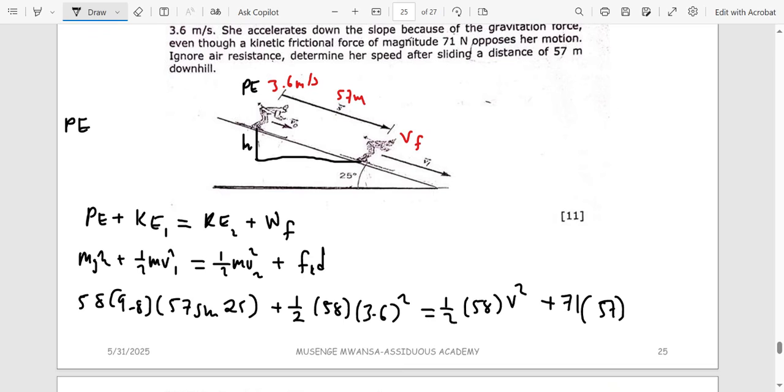So we'll punch 58 by 9.8 by 57 sin 25. So that has given me 13,692.32. I'm going to add 1 over 2, which is 0.5, times 58 times 3.6 squared. Then I'm going to get this term and take it to the other side to become minus.